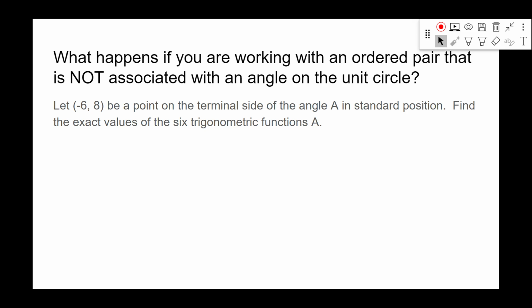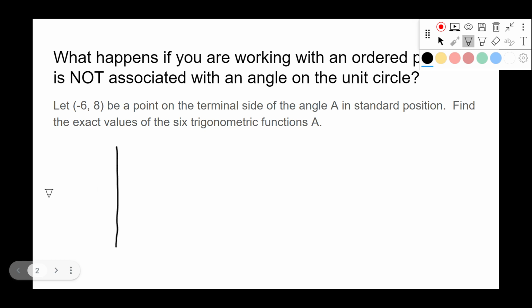Let's start with this: (-6, 8) is a point on the terminal side of angle A in standard position. Find the exact values of the 6 trig functions for A. All right, so let's draw ourselves a little coordinate plane here. We're going to go to the point left 6, up 8. So we'll say it's about there. We'll call this 8 and we'll call this -6.